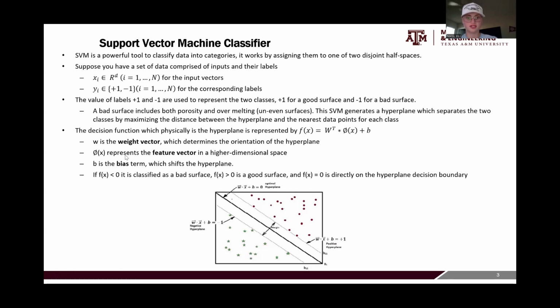Basically what this does is it takes a weight vector and takes the dot product with the feature vector in a very high dimensional space, and then it adds on a bias term. When you compute this, it gives you a value from -1 to +1. If it's less than 0, it's classified as a bad surface and it will fall under the margin. If it is greater than 0, that's a good surface and your point will be classified above the margin. And if this function evaluates to 0, you are directly on the hyperplane. And so that is how this method works.